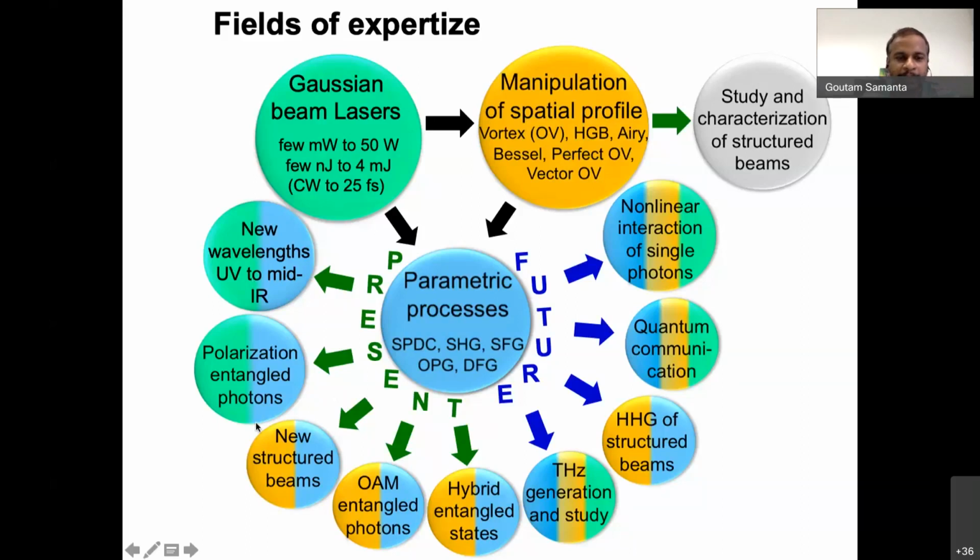We can generate entangled photon sources that are useful for quantum optics experiments or quantum communication. We can also generate new structured beams at new wavelengths, orbital angular momentum, and hybrid entanglement, which we presently work on, with a future interest to go for quantum communication. Even though I have written it as future, we are now working on it at ISRO and PRL towards quantum communication, and then high harmonic generation, terahertz generation, and nonlinear interaction. These are the topics being planned in the near future.